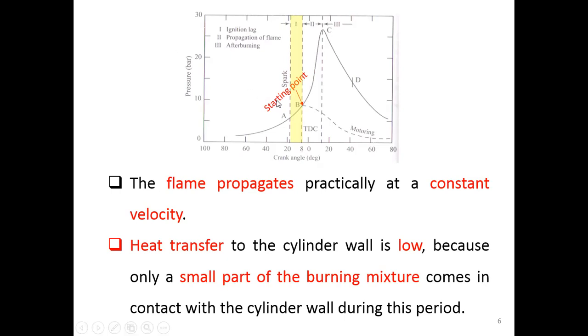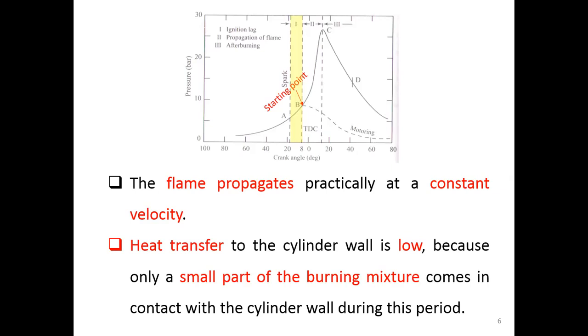From this point on, you start to see the flame. That means combustion happened, and the flame travels or propagates. It will propagate practically at a constant velocity. The heat transfer starts to happen, but it mostly happens in the fuel-air mixture, because the flame has just started to travel.